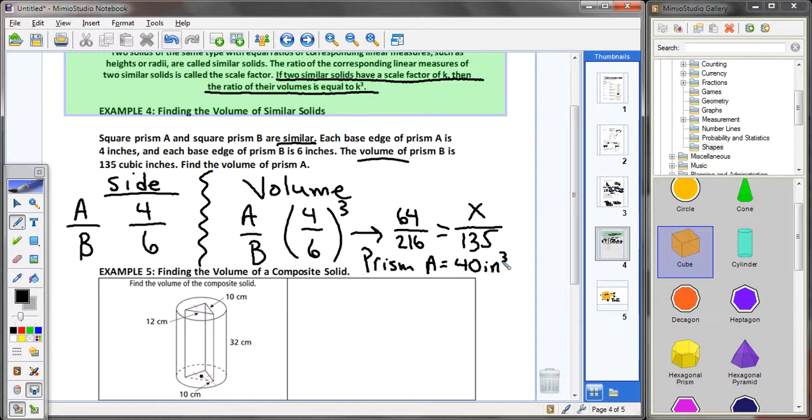Listen to me carefully. The first thing you always start out is with what kind of ratio? Side ratio. What do you do to the side ratio to come up with the volume ratio? Cube it. Okay, so this is the ratio we're saying for every 64 cubic units in the smaller prism, there are 216 in the bigger prism. However, the bigger prism has how many cubic inches? 135. Which means if I just solve this proportion now, that means that prism A would have 40. Very good.